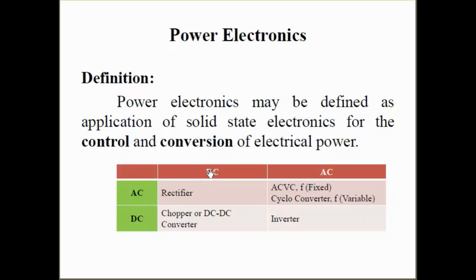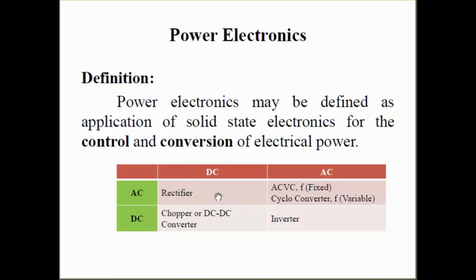The best example for this conversion is our mobile charger. In our household we get 230 volts AC supply, but our mobile requires only 5 volts DC. So for that we need to convert this AC to DC. So we need to place one converter in between supply and load to meet this load demand. That device or converter we call a rectifier. So a rectifier is a device which converts AC to DC.